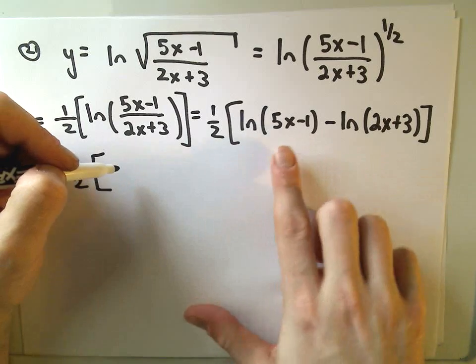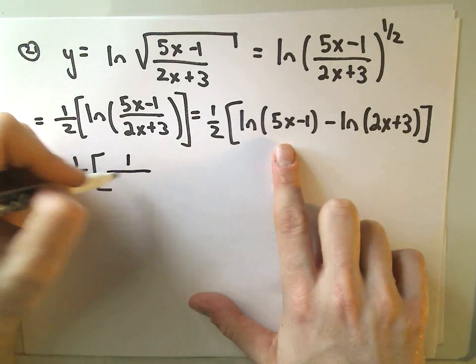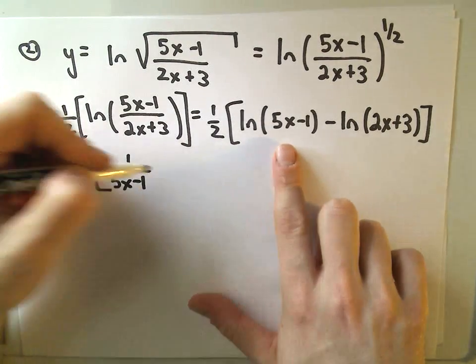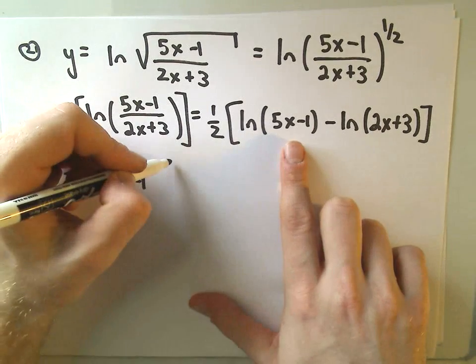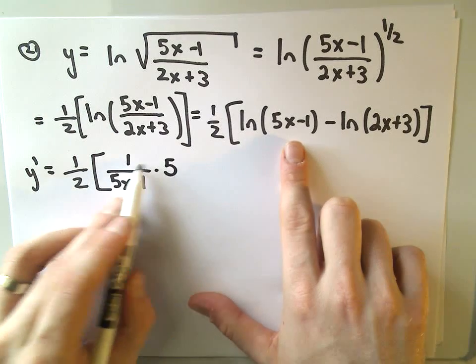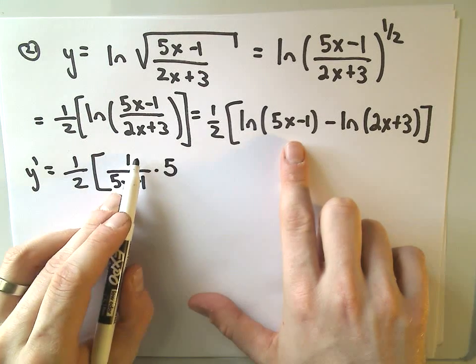So the derivative of ln of 5x minus 1 will get 1 over the stuff, which is 5x minus 1. We have to do the chain rule. The derivative of the inside will be times 5. Again, you can certainly stick this in the numerator. That's where it'll end up going.